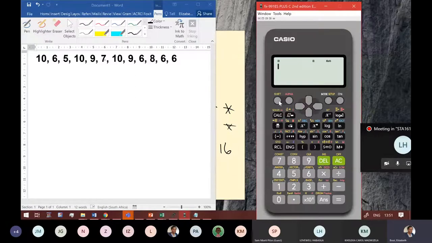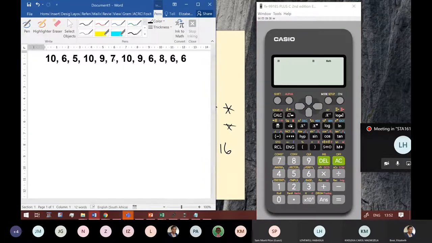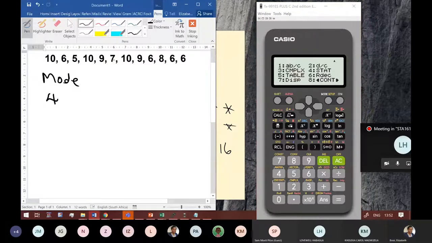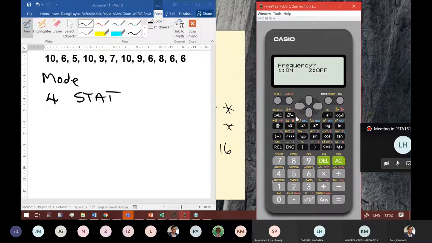Now, we need to take the calculator back to stat mode by first pressing the mode button. Now it's different, sorry, my bad. Then we press button number four for stat. Oh, this is just for the setup. Sorry, we don't want the setup. I did press the shift first, which is why it went to the setup. So you can just press the AC button.